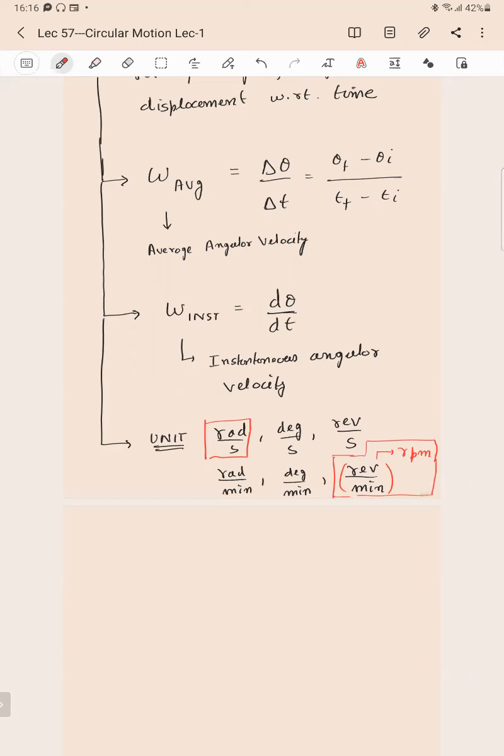And it's very simple to make. You know what is the unit of theta? It is radian. Okay. What is the unit of time? It is second. So it is radian by second. That's all. Is it okay?